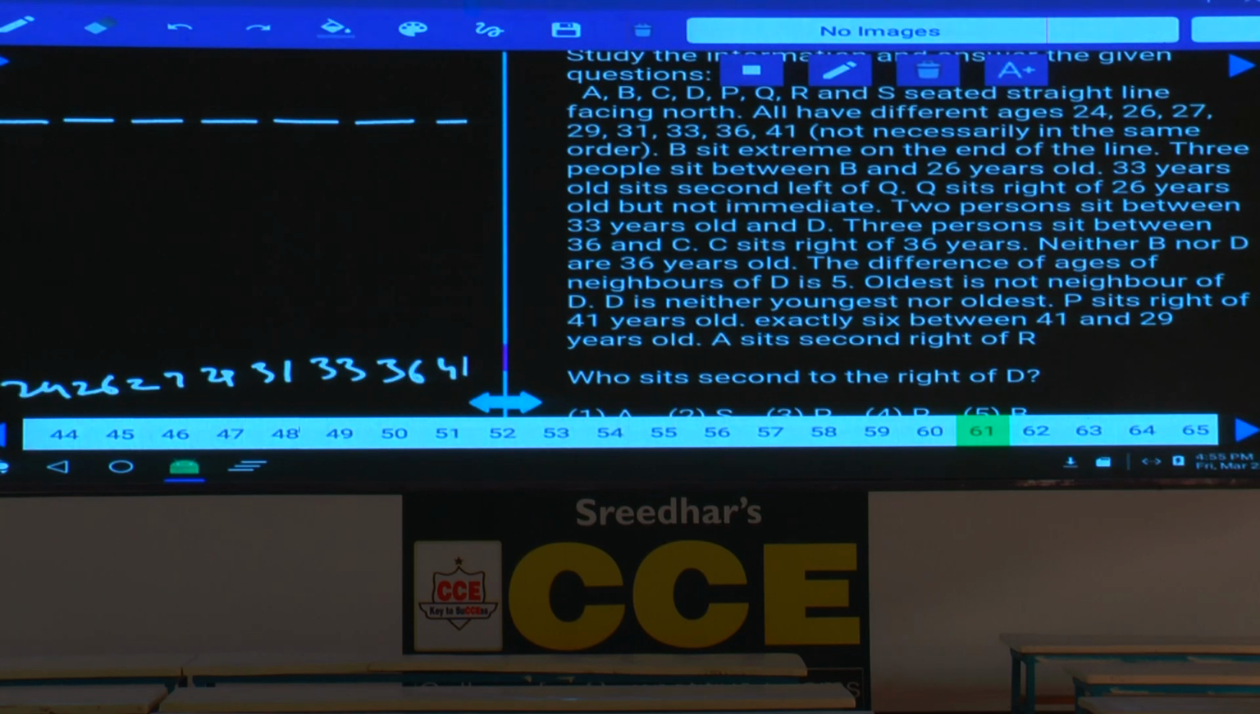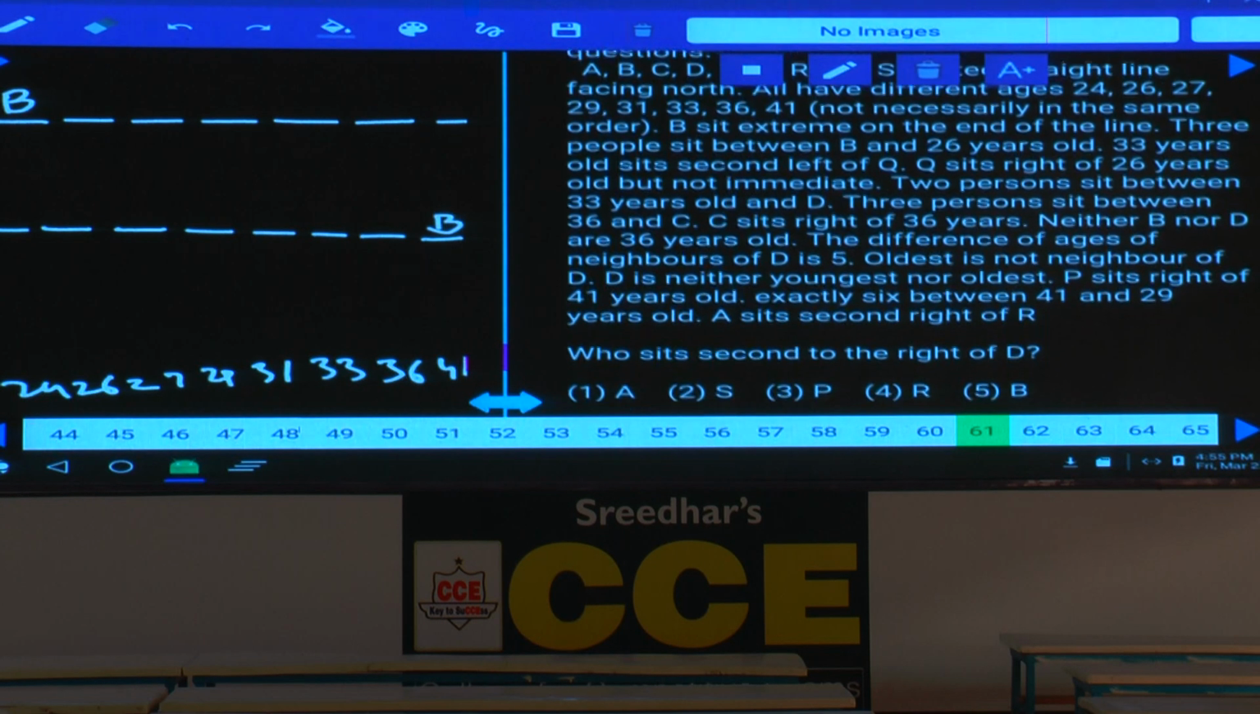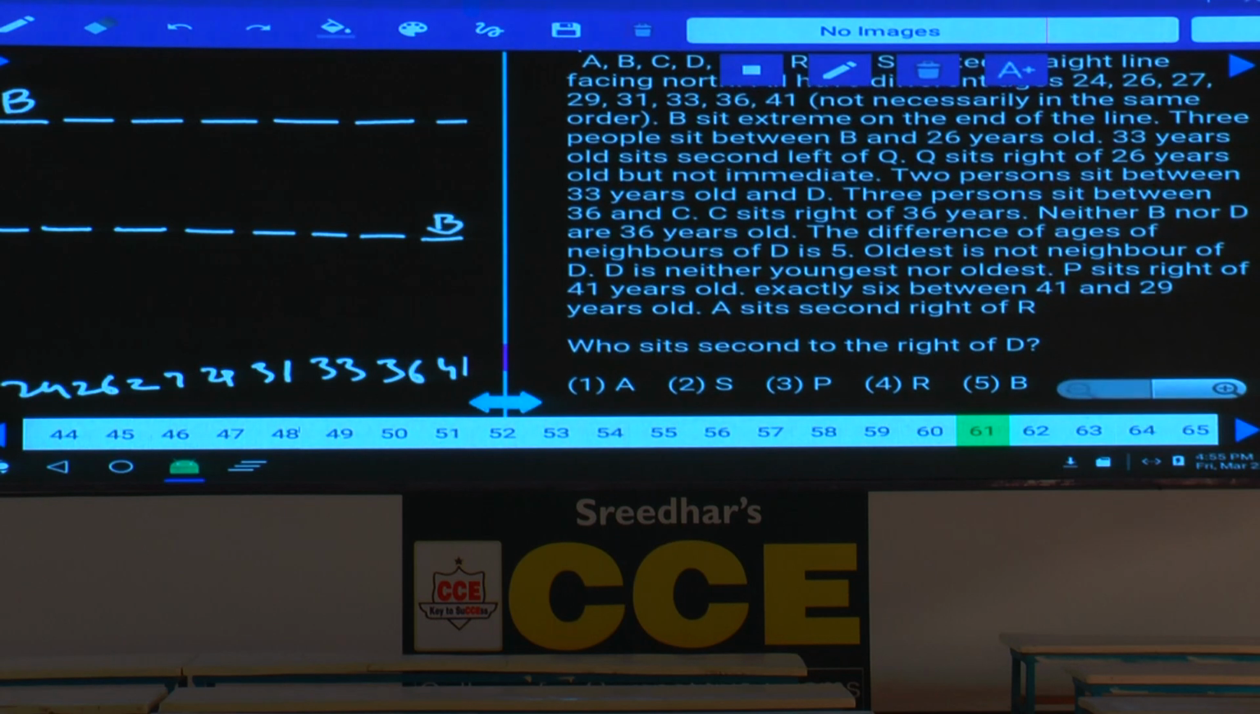As B is seated at extreme end of the line, B can be here, that is one possibility. Then what is the other possibility? 1, 2, 3, 4, 5, 6, 7, 8. Now B can be here, this is the second possibility, isn't it? Now there are 2 possibilities, and 3 people sit between B and the 26-year-old. Between B and the 26-year-old, there must be exactly 3 people. Done with this?